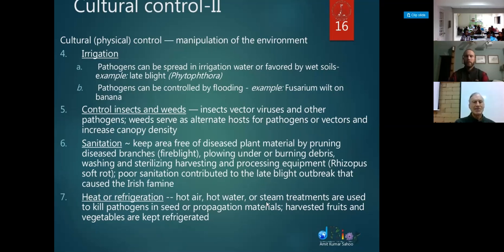Controlling insect vectors. Prune diseased branches, we just talked about that. Plowing under or burning debris, washing and sterilizing harvesting and processing equipment. All right.